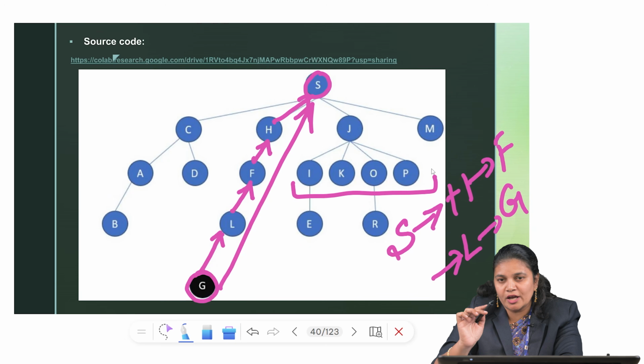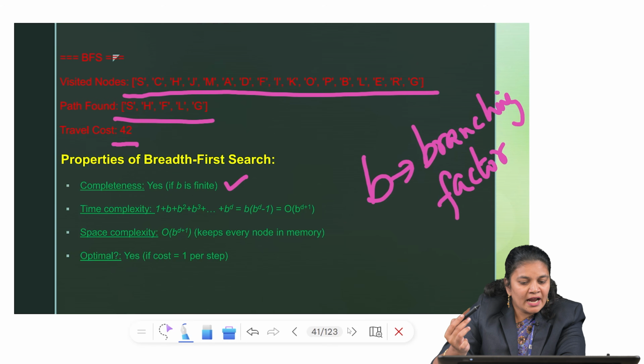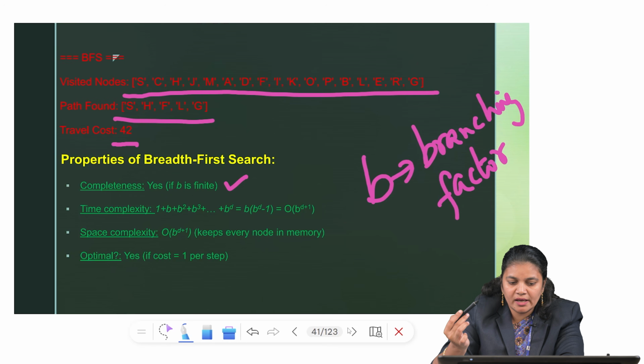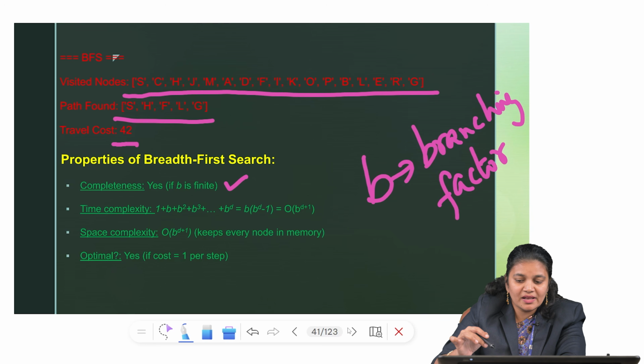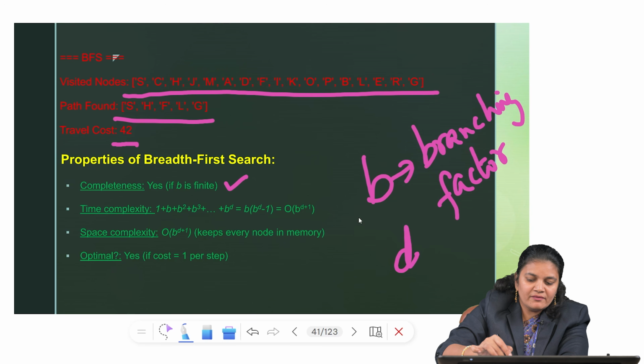In that case, we cannot get the completeness. And time complexity, how can we calculate? It depends upon the branching factor, because there are a number of levels. The number of levels will be d. How many levels are there? The depth, it will be d.